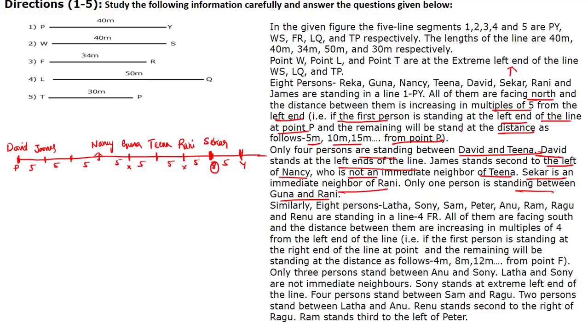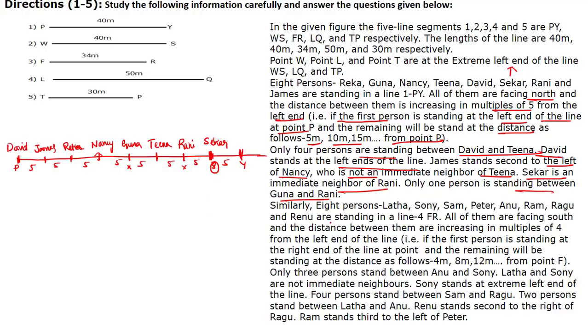Alright, there is only one person left out. Who is that? The eighth person, Rekha. Rekha is not done, so Rekha has to be placed here. Okay, Rekha has to be here. I hope you got it. So this is all about the first puzzle.